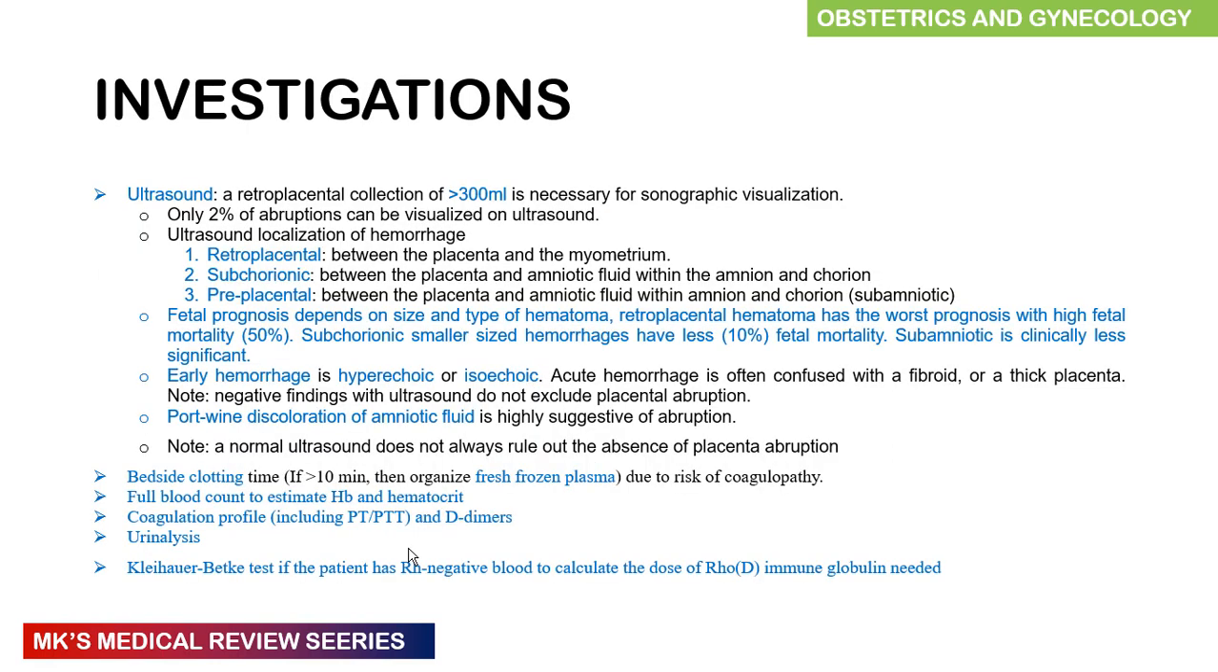We're pretty much going to order for an ultrasound. So here you can actually see the retroplacental collection of blood. You need more than 300 mils to actually visualize it by your sonography. Remember that only 2% of the abruption is actually going to be visualized on the ultrasound.